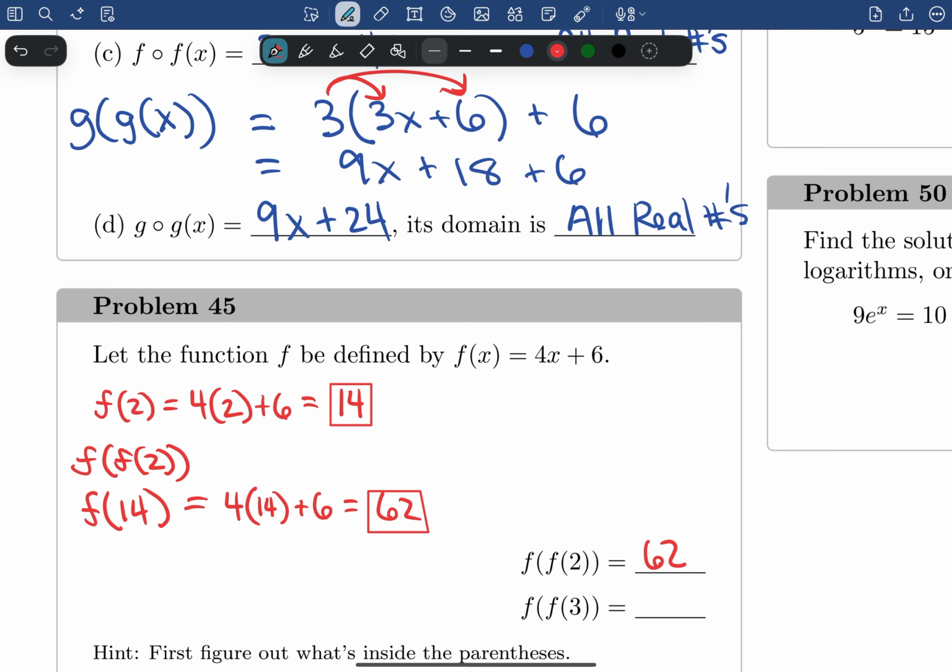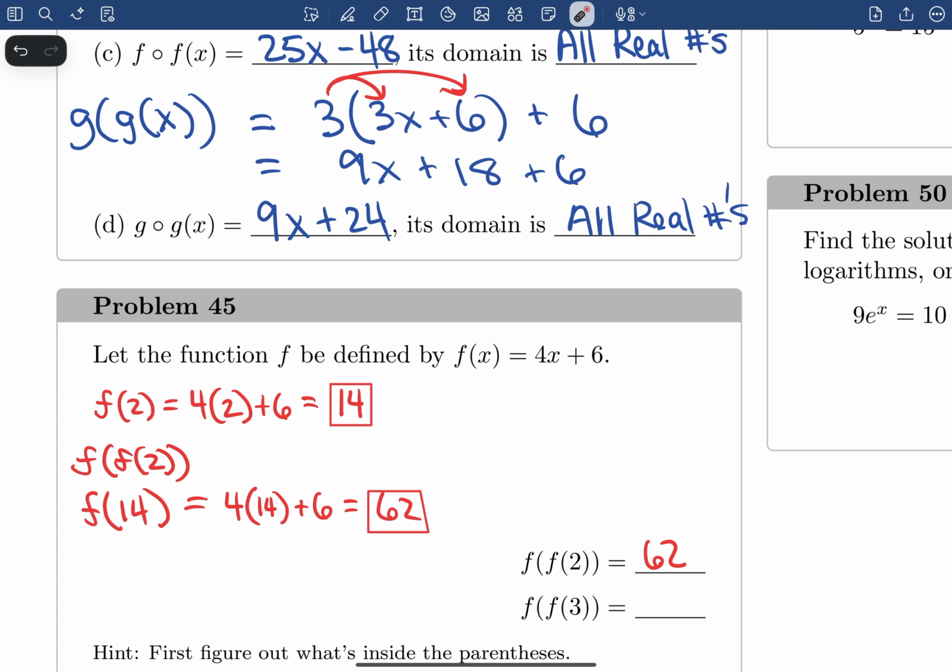All right, so that's the process, right? First, I looked at the inside function. That's part of the hint right here. So I find what f of 2 is. When I found f of 2, it was 14. And so I can replace f of 2 with 14 and then input the 14 into the function and get 62 as my output. I'm done.